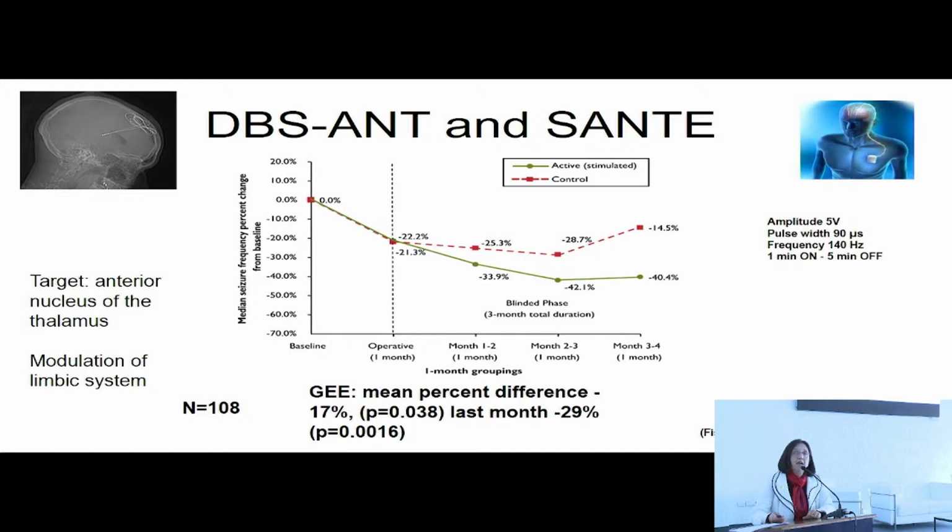Coming to DBS, now I told you all about RNS. The good thing about DBS is you don't see those things. You don't record ECoG, so you don't see it. The things with Kevin probably wouldn't have been seen. And what do you do with DBS? You put it in the anterior nucleus of the thalamus. You modulate the limbic system.